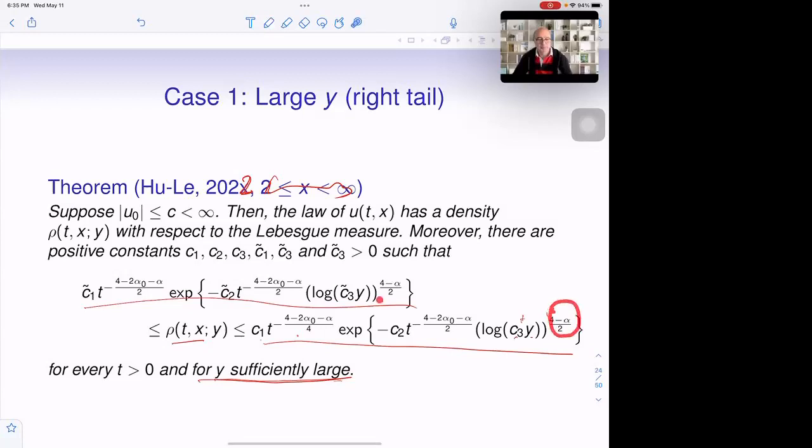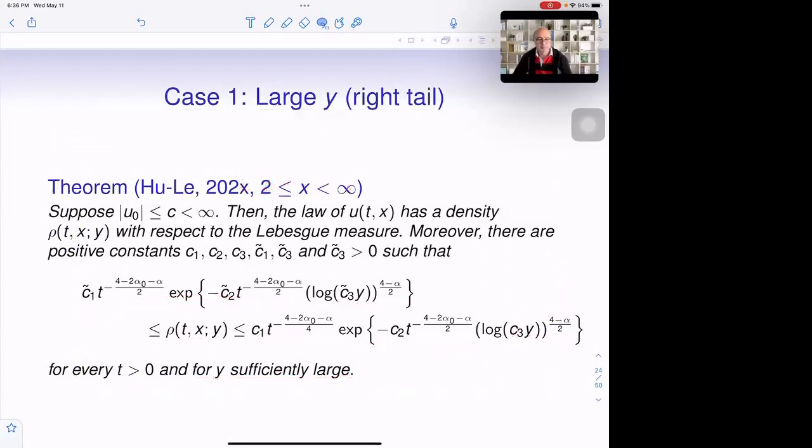So log of y, the exponent is the same, and when t goes to 0, you also have this. So this C1, C2, all of them are some kind of universal constants. They do not depend on t, and do not depend on y. So first we have this kind of estimate for the density. You see, when y goes to infinity, our estimate is sharp in some sense, because the exponents are the same.